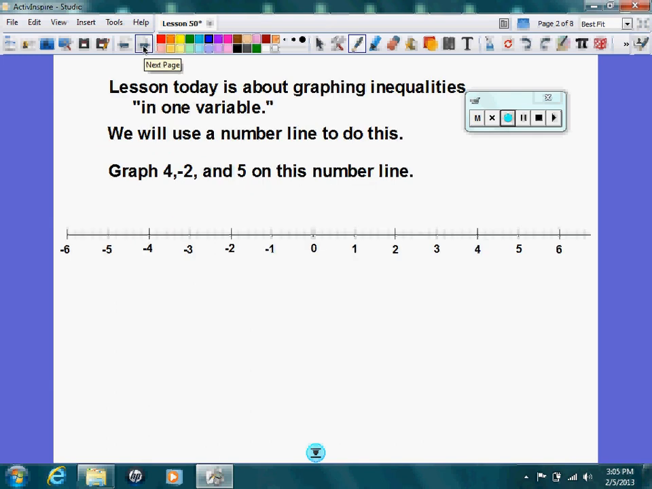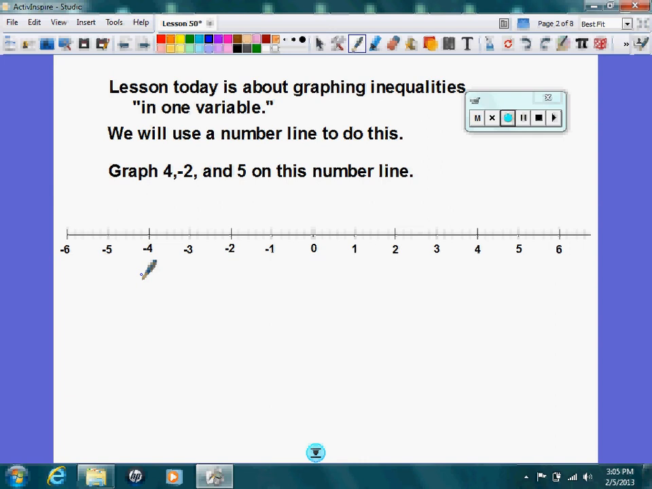Today's lesson is about graphing inequalities in one variable. We'll use the number line to do this. I'd like for us to graph the points 4, -2, and 5 on this number line. Okay, here's a number line. You notice that 0 is close to the middle, and we go minus in this direction and positive in this direction. As a rule, you go to the right, it's positive, to the left, it's negative.